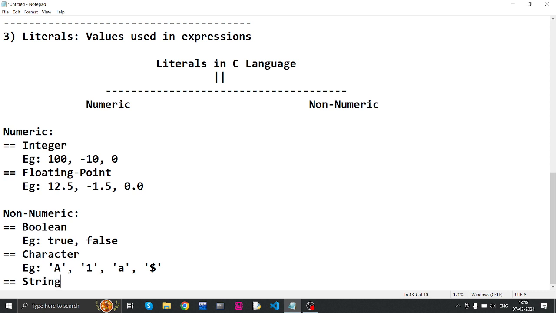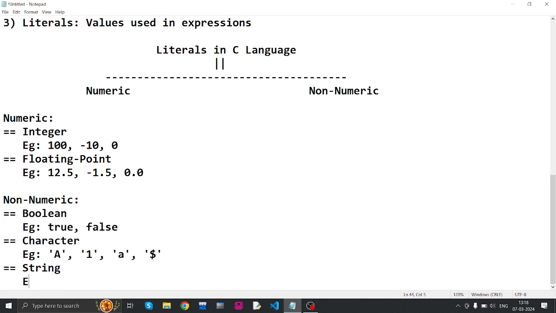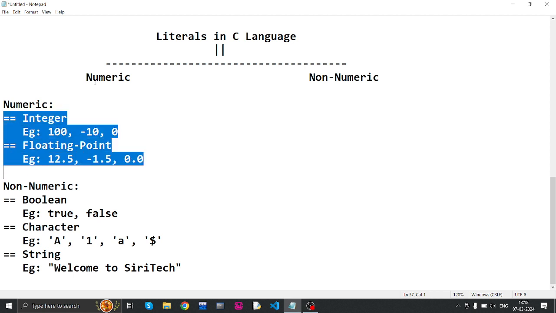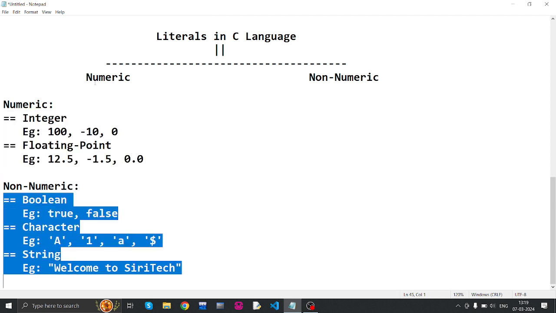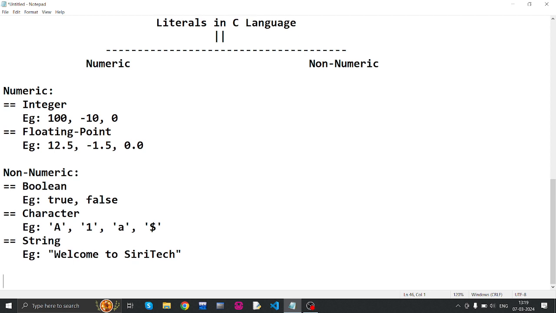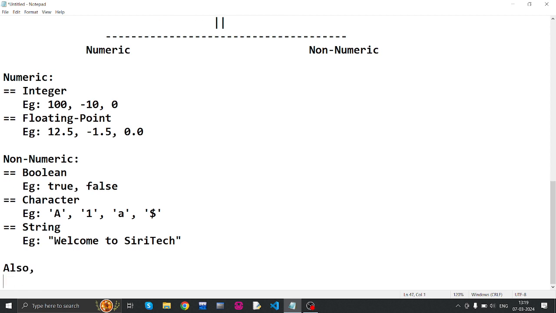Next we have string literals here. String is nothing but a group of characters, a collection of characters enclosed inside double quotes. We call it a string literal. So numeric literals, non-numeric literals, and numeric we have integer and floating point literals. Non-numeric we have Boolean, character, string literals. And also some more things we have to remember.